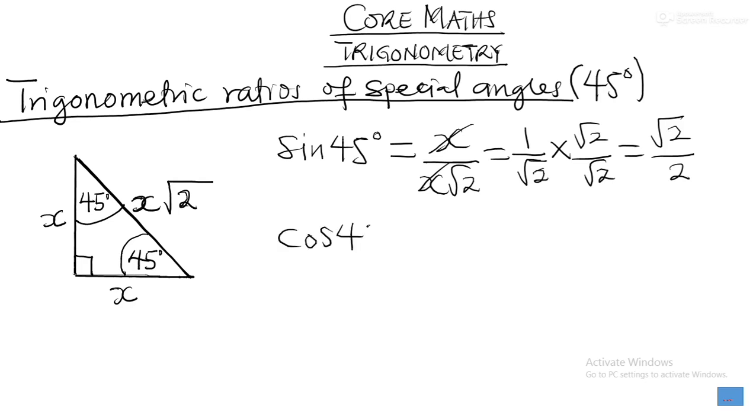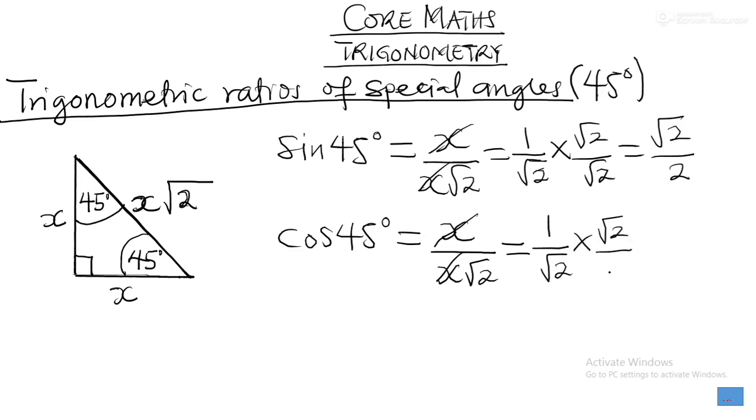Find cos 45 degrees. So cos 45 degrees, cos is adjacent over hypotenuse. So the adjacent can be any of them, which is x. Then our hypotenuse is x root 2. So we are getting the same thing. This will cancel this. We have 1 over root 2. We rationalize, and then we are getting root 2 on 2. Root 2 on 2.